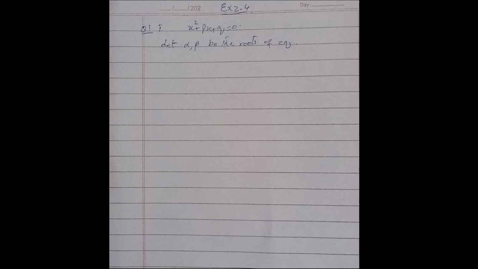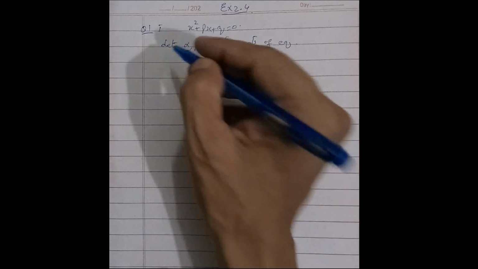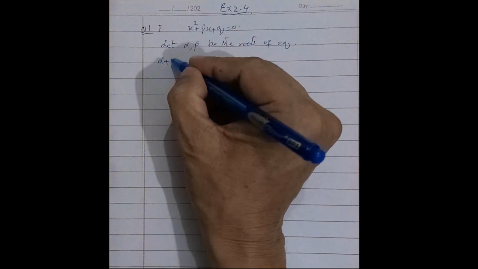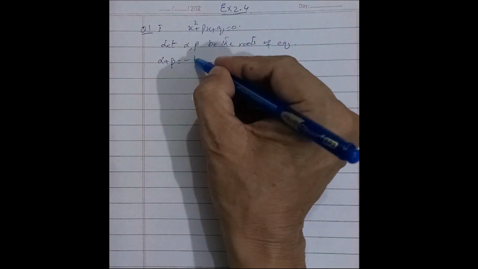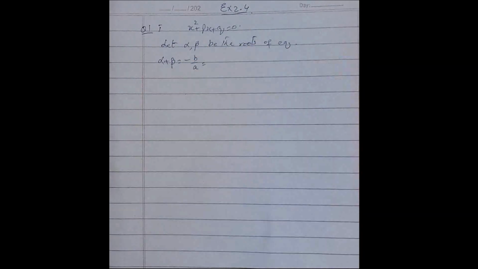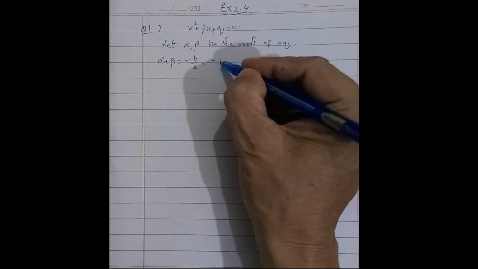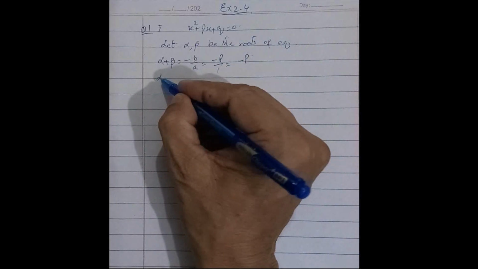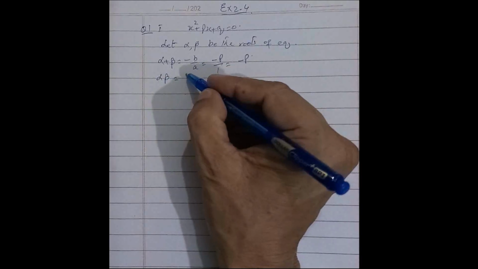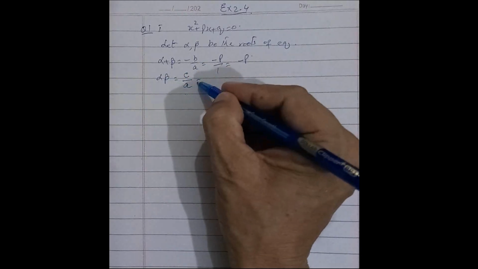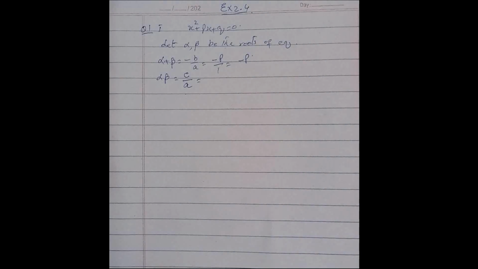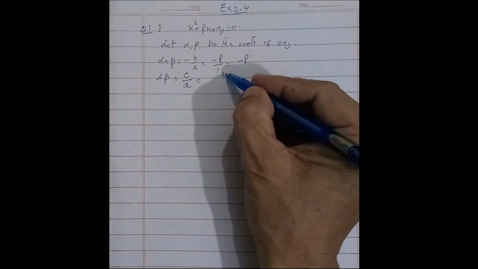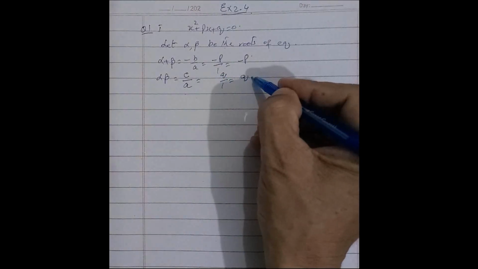First we find the sum and product of the roots, in which alpha plus beta is equal to minus b over a, and we put the values of b and a in the equation. We get minus p over 1, which is minus p, and the product alpha beta is c over a. Now we put the values of c and a in the formula. We get c is equal to q and a is equal to 1, which is q.